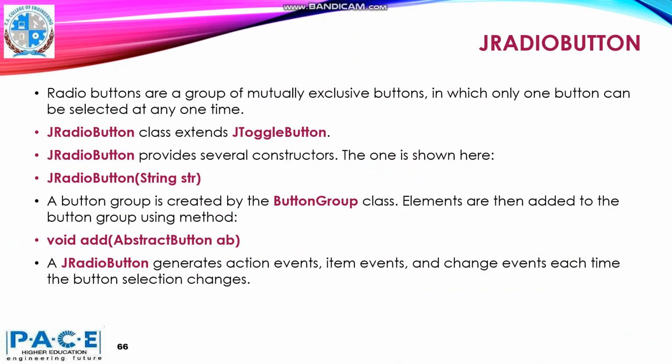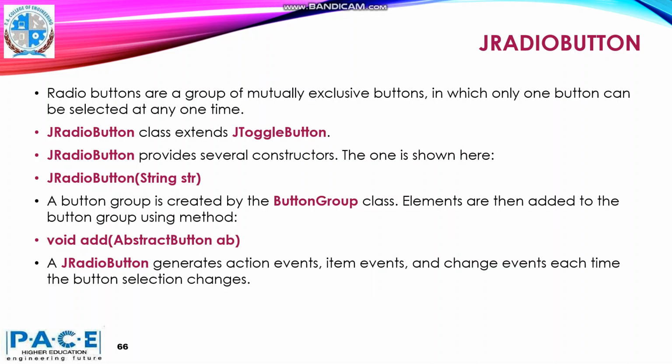Radio buttons are a group of mutually exclusive buttons in which only one button can be selected at any one time. The JRadioButton class extends the JToggleButton class of Java. JRadioButton provides several constructors. One of them takes a string parameter, and that is used to set the text on the radio button.